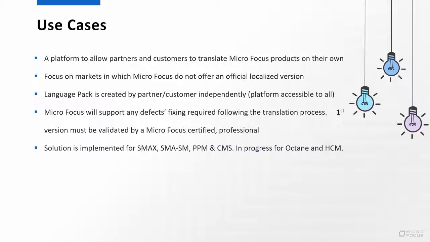So basically, this tool is something that we developed in the group, as I said not so long ago. This is an online platform that is available 24/7, accessible to anyone. You don't need to log into Micro Focus intranet or anything like that. It allows you to take the strings, the source files of any of our products that has adopted this feature. As you can see in the last line, this solution is already implemented for SMAX, SMA, SM, PPM, and CMS, and is now in progress for Octane and HCM.